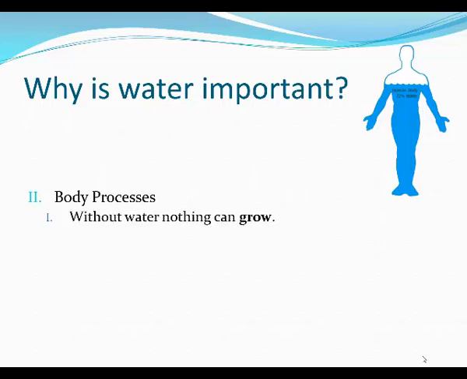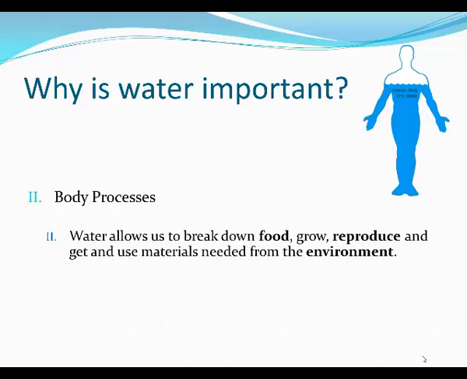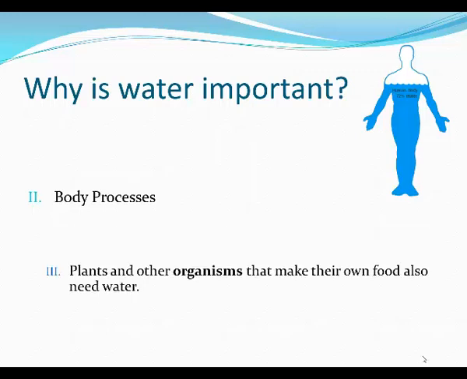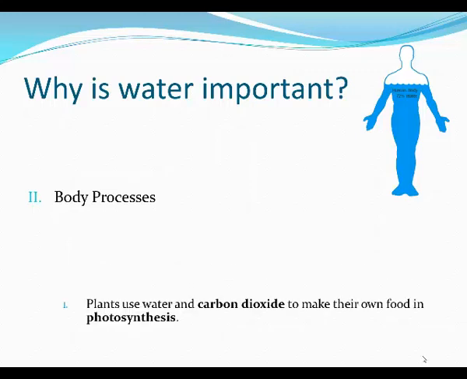The body processes. Without water, nothing can grow. Water allows us to break down food, allows us to grow, reproduce, and it also allows us to get and use materials needed from the environment. Plants and other organisms that make their own food also need water. Plants use water and carbon dioxide to make their own food in the process known as photosynthesis. And remember, photosynthesis is when plants take in solar energy and convert it into glucose. That glucose is then later used for the energy that the plant needs.